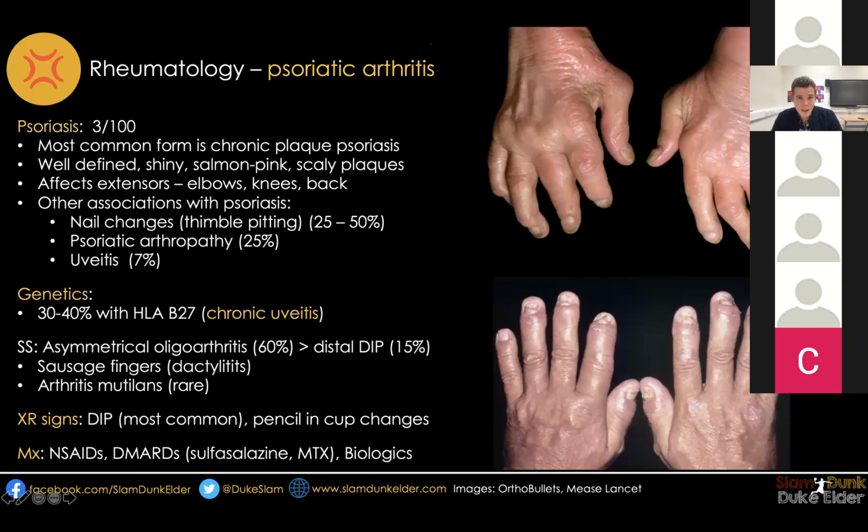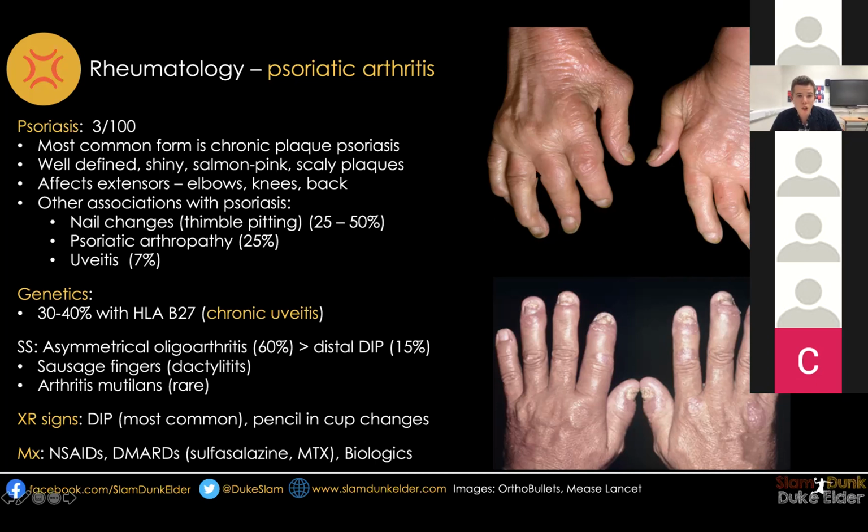Psoriatic arthritis, okay? We are talking about a dermatological problem here, psoriasis, shiny salmon pink scaly plaques, okay? That can also result in an arthropathy if severe enough. And in this process of arthropathy, okay, this is usually linked because there is a HLA-B27 link, okay? And these individuals tend to present with chronic uveitis as a result of it, okay? In addition, to confirm your diagnosis, if you're thinking of a psoriatic arthropathy, you will have nail changes. So there's pitting, okay, of the nails.